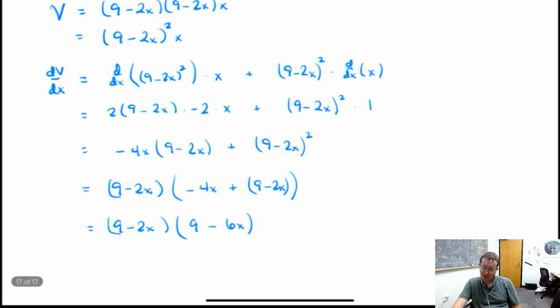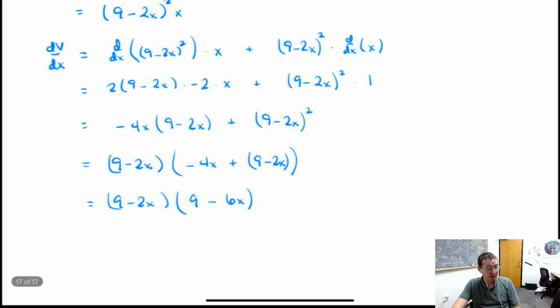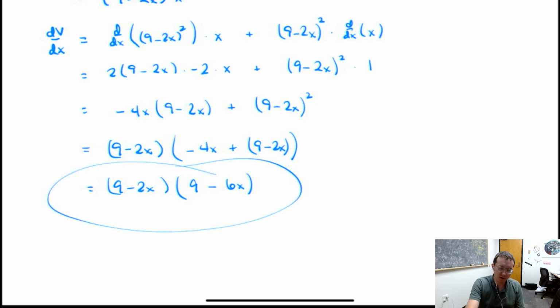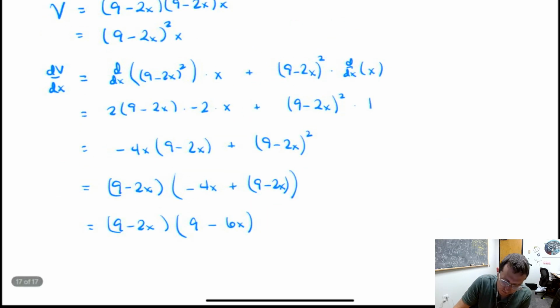So finding the derivative was a little more involved in that I had to use the chain rule and the product rule. But the nice thing was that it made it really easy to factor this out because both terms had a 9 minus 2x. So I pulled that out, and now I have my derivative in factored form.